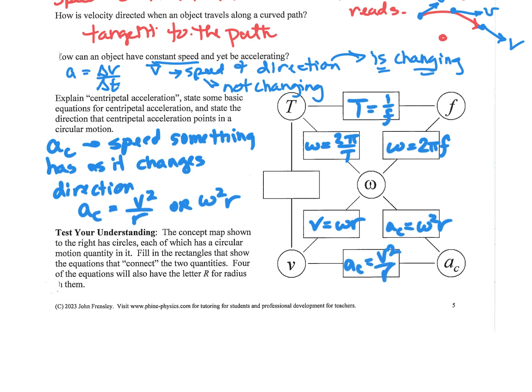Now v and T are related through the period. Again, if omega is equal to 2 pi over T, then v is equal to 2 pi r over the period. And notice that the frequency and the centripetal acceleration are not related, at least not directly. Okay.